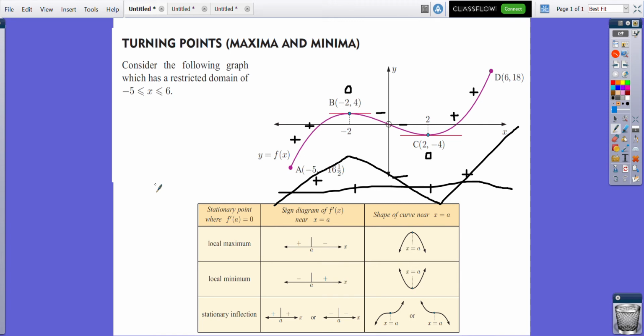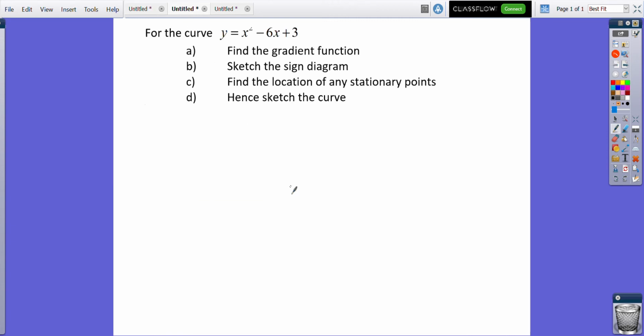Okay, so let's go through this as an example and see how we go. All right. So here's our problem for the curve, and sorry, it cut off a tiny bit. Y equals x squared minus 6x plus 3. We're going to firstly find the gradient function, and you're going to have to excuse my writing here. Okay, so finding the gradient function y dashed is going to equal, so differentiating that, 2x, this is tricky, minus 6. Okay, so I found the gradient function. That was nice and easy.